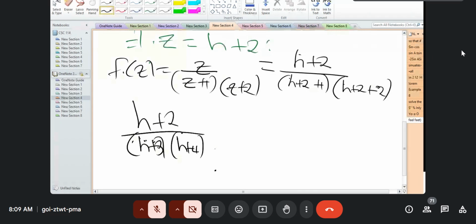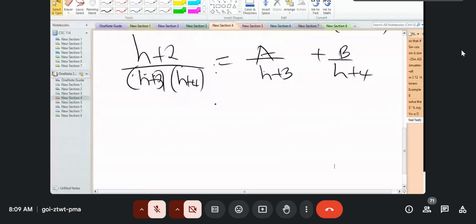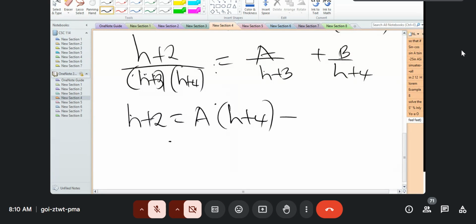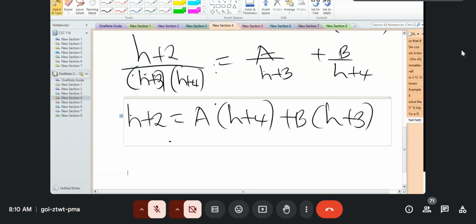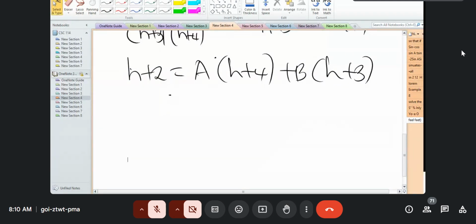So h plus 2 over h plus 3, h plus 4 is a upon h plus 3 plus b upon h plus 4. Multiply by the LCM, which is h plus 3, h plus 4. So on the left, we'll have h plus 2 equals a into h plus 4 plus b into h plus 3. Again, there's two ways to solve for the constants a and b in this case. You can either use particular values or you can use a method of comparing coefficients, whichever way.